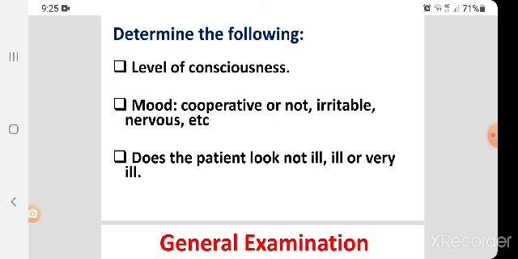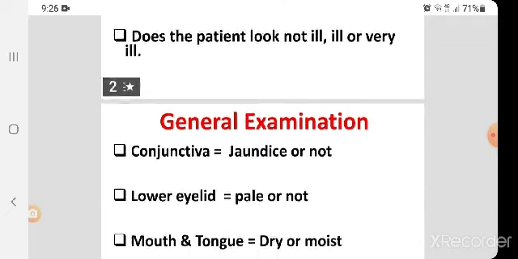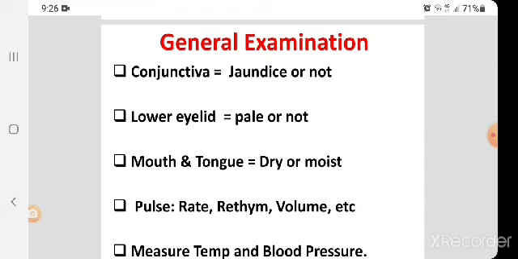Sometimes the patient comes to hospital, that means he's ill, but sometimes he doesn't look ill because the disease doesn't make the patient look ill. So you just comment on that, whether the patient looks ill or not. You look at the conjunctiva so that you can see whether there is yellow discoloration of the conjunctiva, and this denotes jaundice.